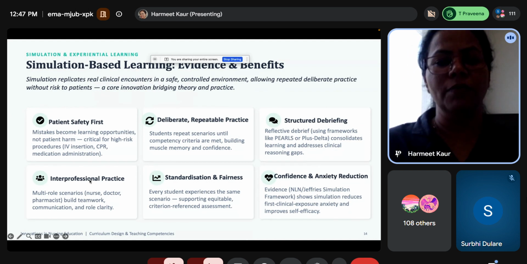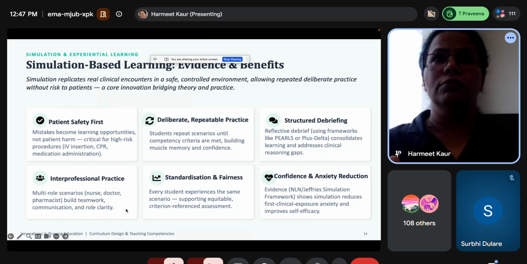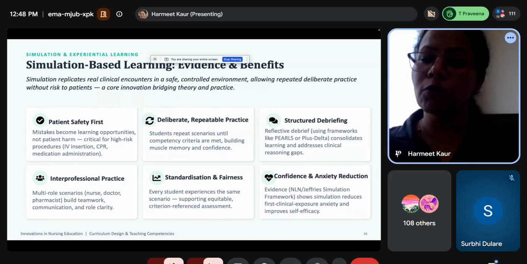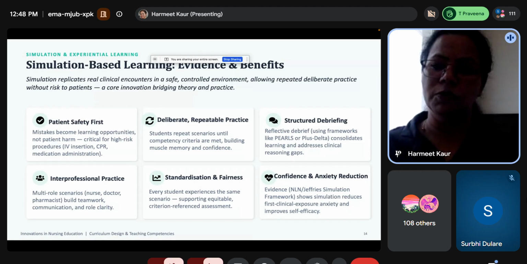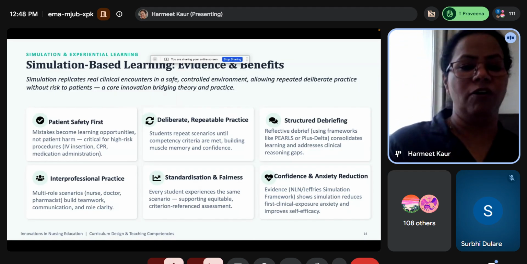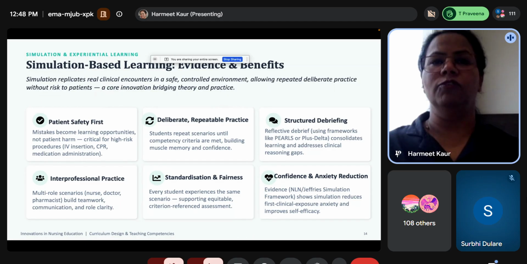Okay, the interprofessional practice, multi-role scenario. Here a group of students can be assigned multiple roles. One person can act as nurse, another person can act as doctor, another person can be pharmacist. That will build teamwork.